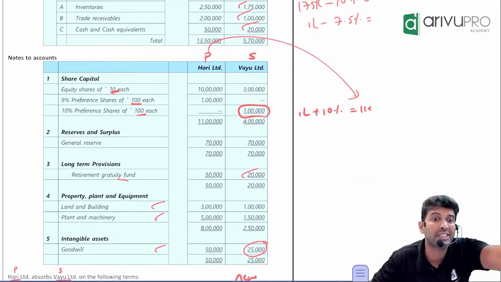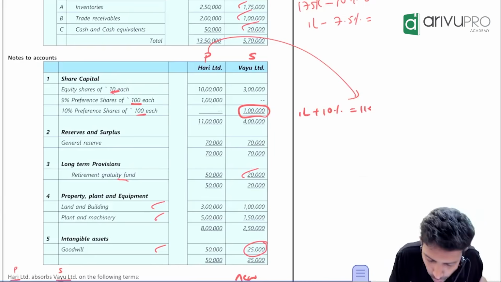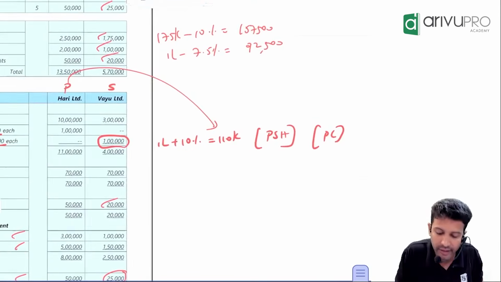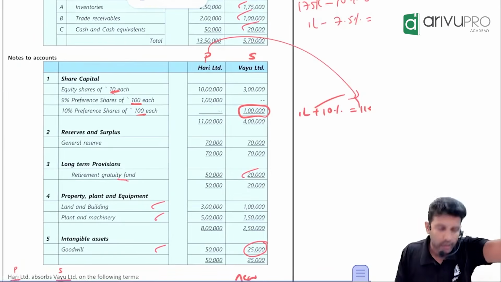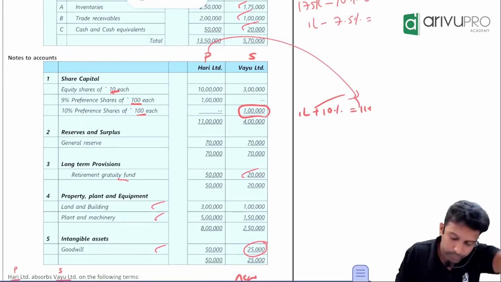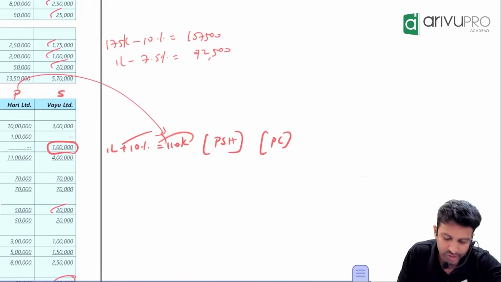We are giving 10% more. We are not taking over this at 1 lakh. We are taking it over at 1,10,000. Is that okay with you? And how is this 1,10,000 settled?